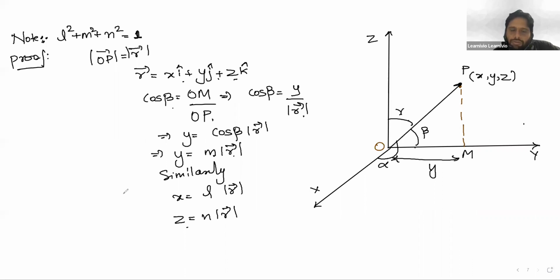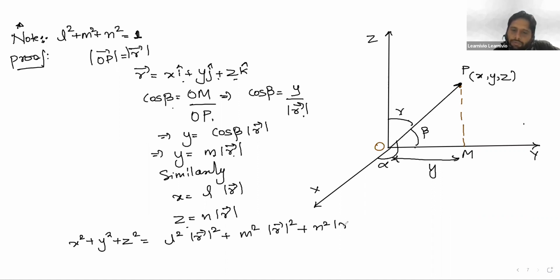This proof will not come in your exam. Just remember this result: L square plus M square plus N square is equal to 1. Now, what is x square plus y square plus z square? Just put all these values: L square mod of R square plus M square mod of R square plus N square mod of R square. And from here, if this is R, then magnitude of R is under root of x square plus y square plus z square.